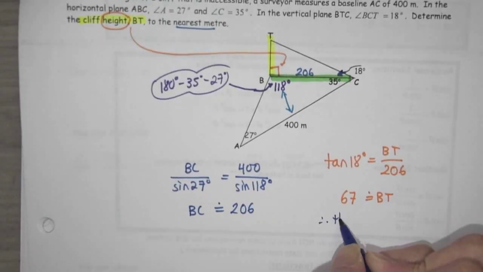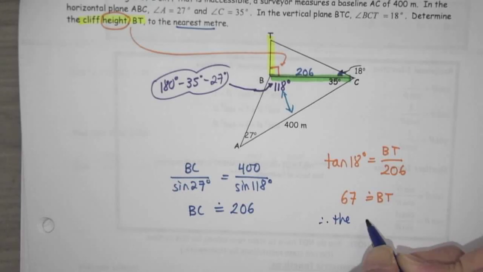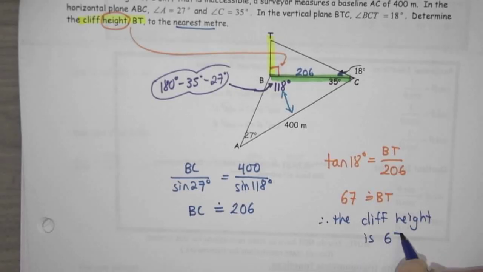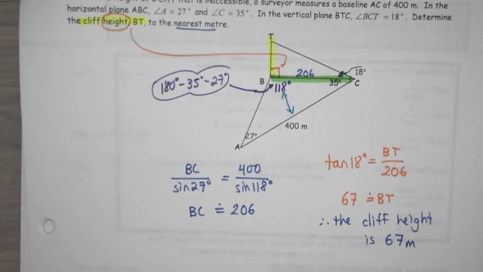Okay, and then just a quick sentence. So therefore, the cliff height is 67, and I'm assuming, is it meters? Meters. Okay, so you are allowed to use SOHCAHTOA wherever it's a 90 degree. Just be careful when it says height, that does mean 90 degree. That's it.